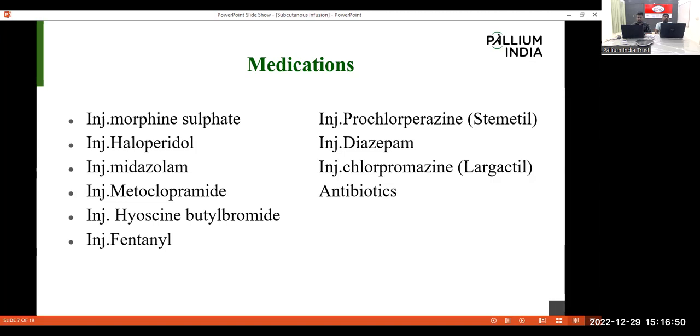And the injection forms of medicines, I already listed here. These types of medicines we continue subcutaneously. Antibiotics we also cannot give subcutaneously. Poor absorption will happen. The circulatory system is needed for getting the effect of the antibiotic. So we cannot give the antibiotics subcutaneously.